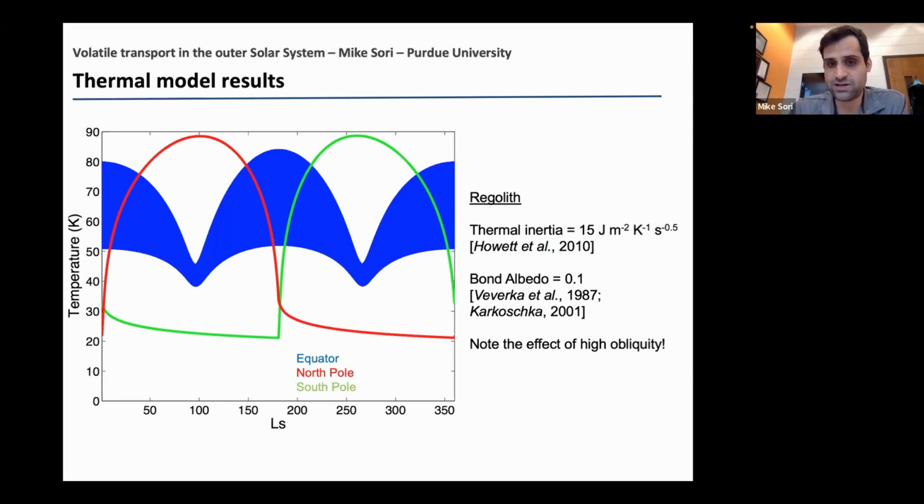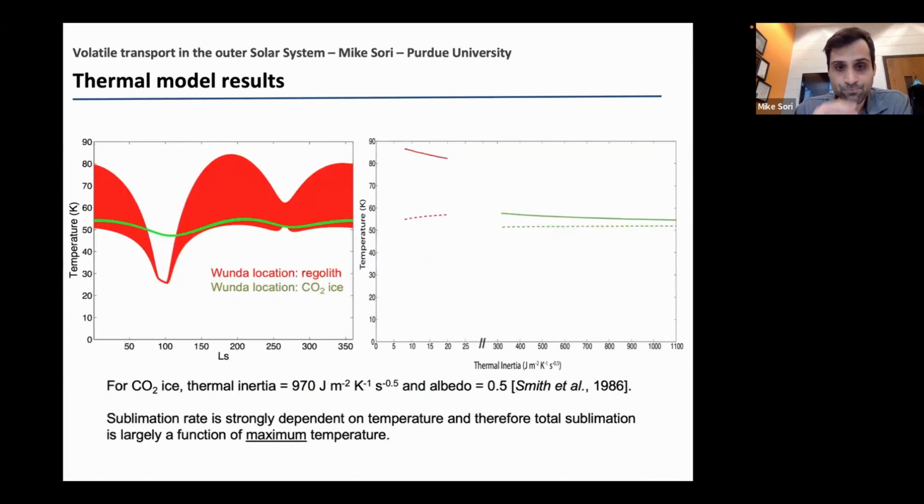Conversely, during the winters, facing almost directly away from the sun, it gets much, much colder, maybe all the way down to 20 Kelvin or so, in the 20s, in the 30s. So that's good for seasonal volatile stability.